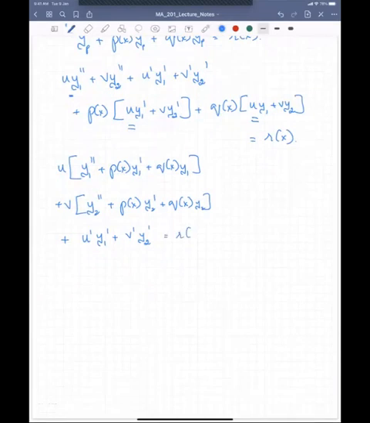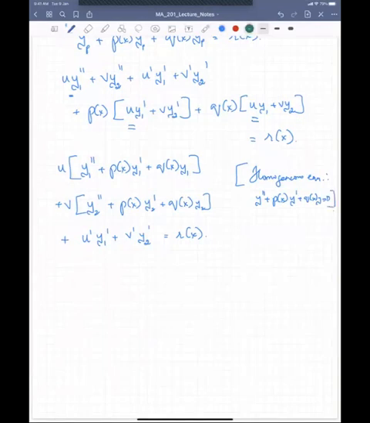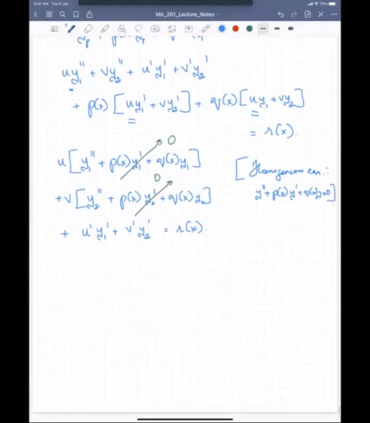And this whole thing has to be equal to r of x. But since y1 and y2 solve the homogeneous equation, what is the homogeneous equation? The homogeneous equation is y double prime plus p of x y prime plus q of x y equal to 0, right? So this is 0 and this is 0 because y1 and y2 solve the homogeneous equation by assumption.